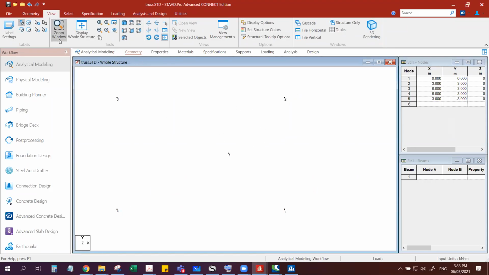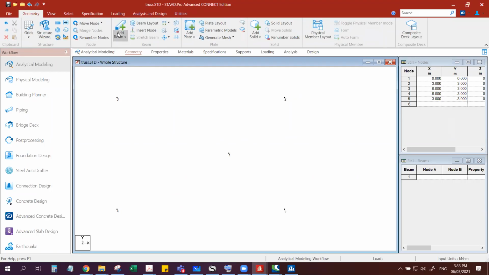So I will now add beam. Click on geometry and add beam. So the cursor changes. Pick on your nodes. My starting node is here. Click, and then click, click, and then click. So you can now imagine as we draw the beam, STAAD is now getting the stiffness matrix of this member, depending on your start node and end node. Okay. Then press escape.